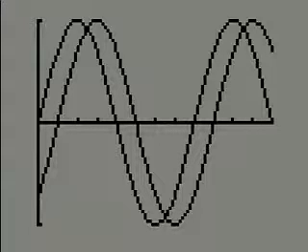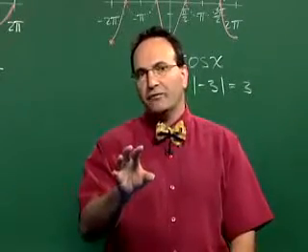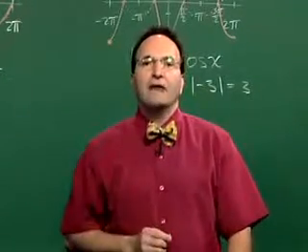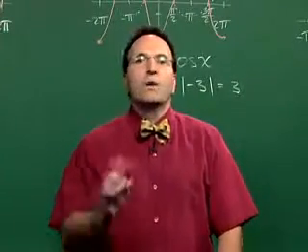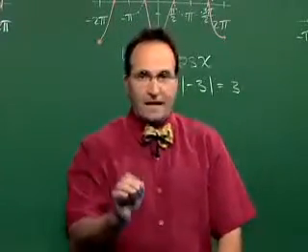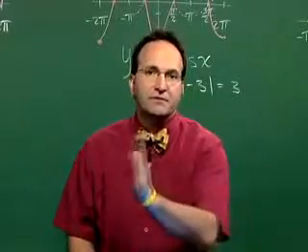And that's called a phase shift, where the graph moves left or right, that is, horizontally. In this case, when we subtracted pi over 4, then the graph was shifted to the right. When we were to add it, for example, add pi over 4, in that case, it would be shifted to the left.